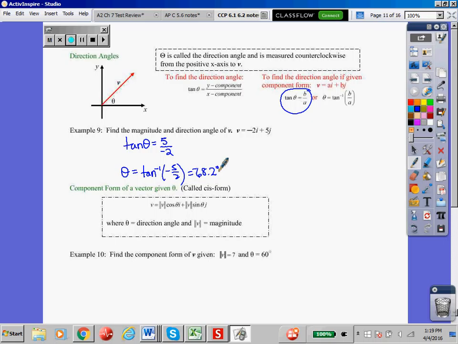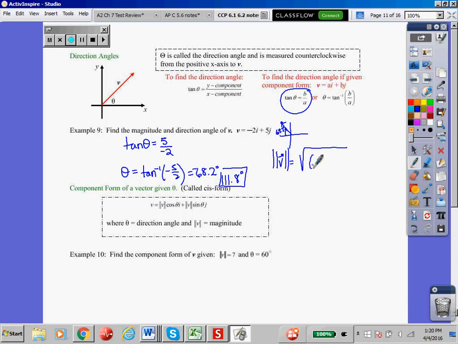Now, what quadrant should this be in? Because it's not negative 68.2. This is left 2 and up 5. This is where my vector is. Okay, negative 2, 5. That negative 68.2 tells me how far away from the x-axis I am rotating up. So you're going to need to do 180 minus 68.2 to put it in the proper quadrant. So I'm getting 111 degrees, or 111.8. So that's the direction.